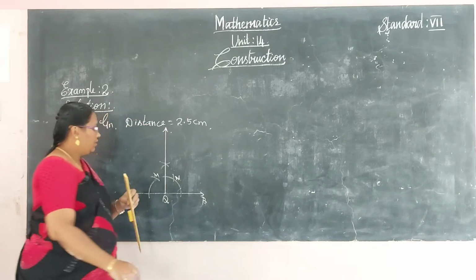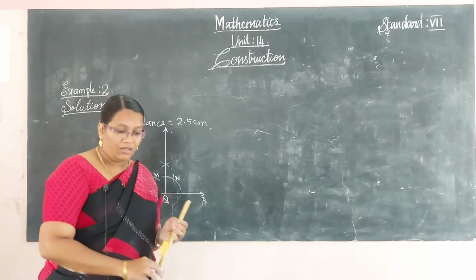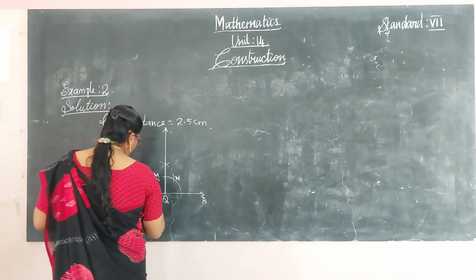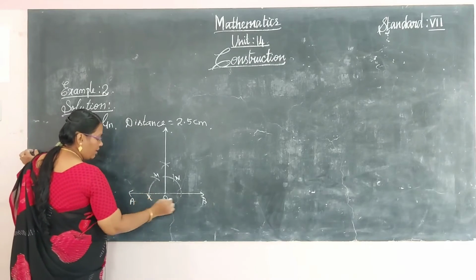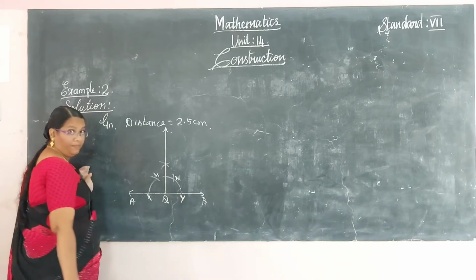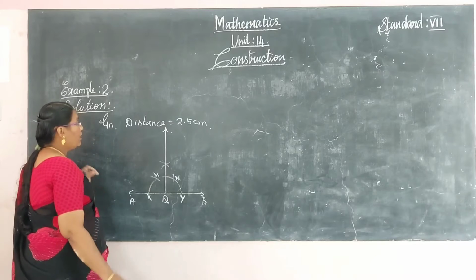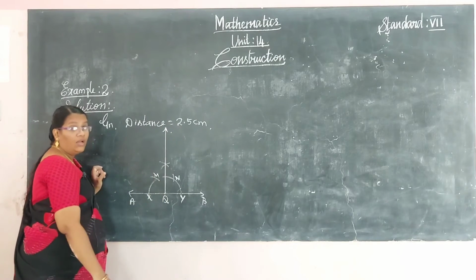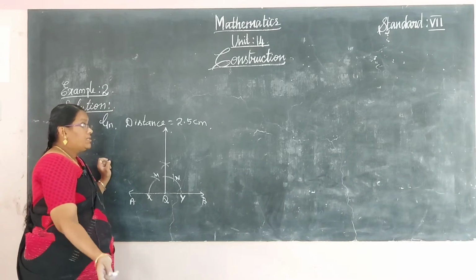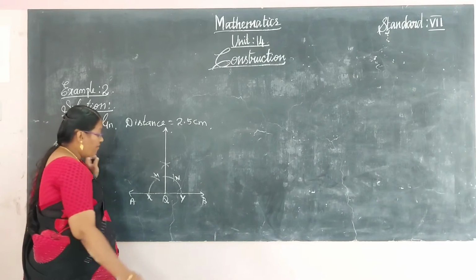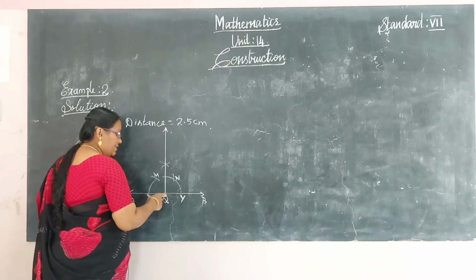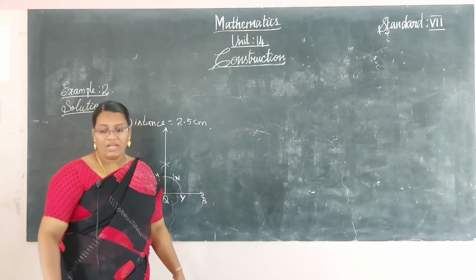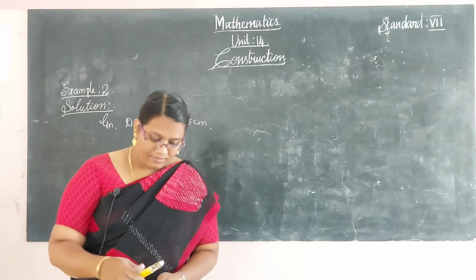Extend this line. Okay, this is a perpendicular bisector. These two intersecting arcs are denoted by X, Y. Now we have to draw the distance of 2.5 centimeters, measured on a scale using the compass. After that, with Q as the center, draw the arc of the distance 2.5 centimeters.